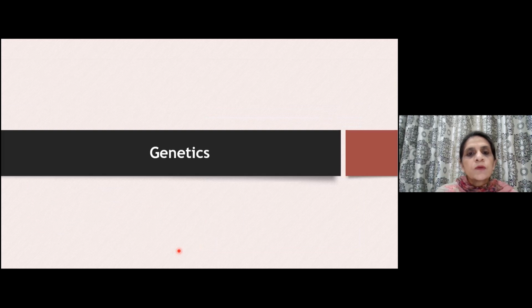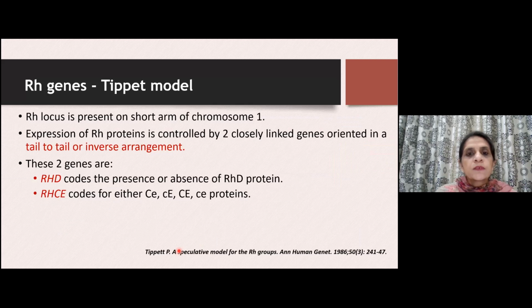Now, coming to a brief about the genetics of the RH blood group system. The RH locus is present on the short arm of chromosome 1. The expression of RH proteins is controlled by two closely linked genes which are oriented in a tail-to-tail or inverse arrangement. The RHD gene codes for the presence or absence of the D protein, and the RHCE gene codes for the C and E proteins.